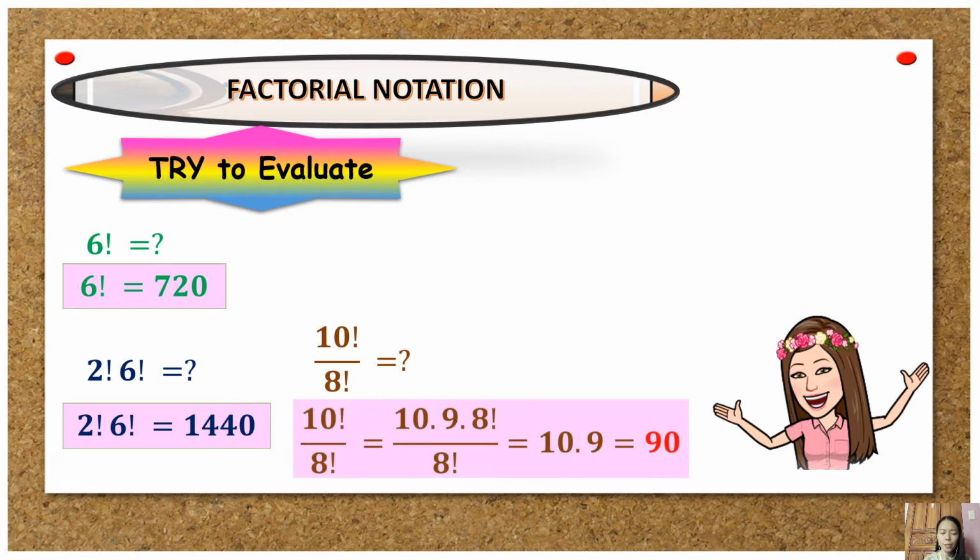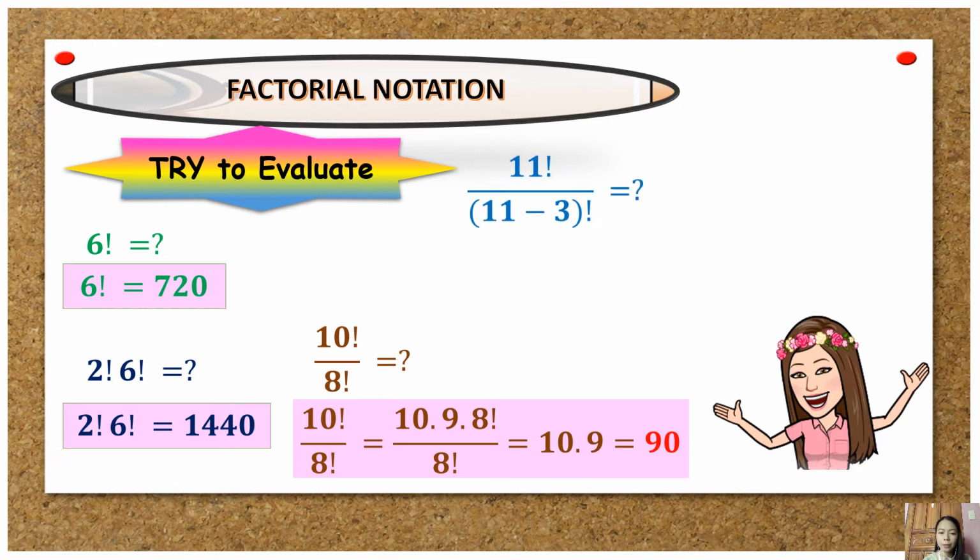Okay, the answer and the solution goes like this. 10 times 9 times 8 factorial over 8 factorial. Nag-end ako to 8 factorial since 8 factorial is common to our numerator and to our denominator. So cancel it out. The remaining factors now is 10 times 9. So 10 times 9 is equal to 90. So 90 is the answer.